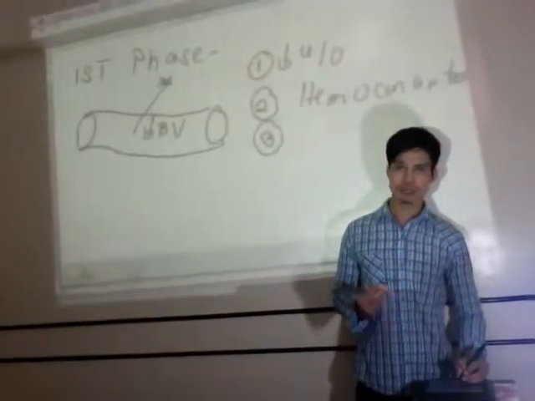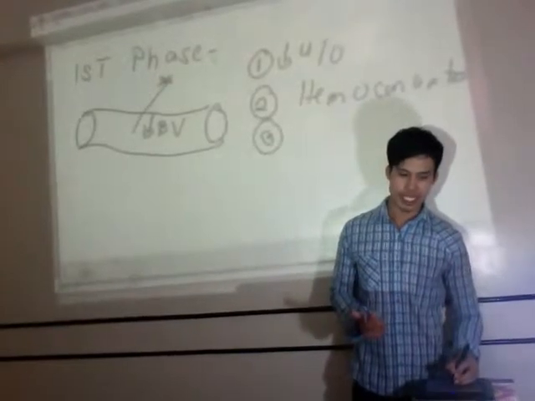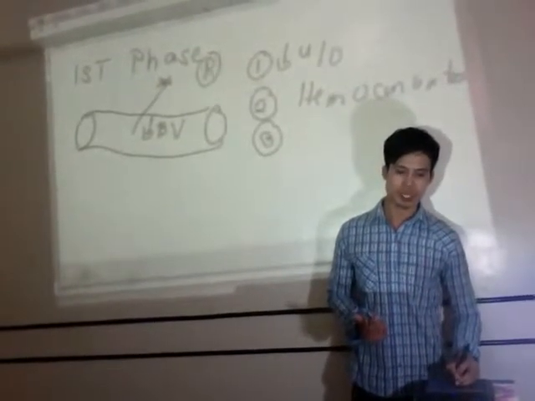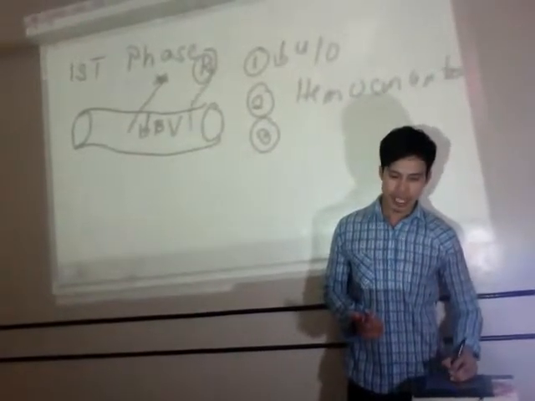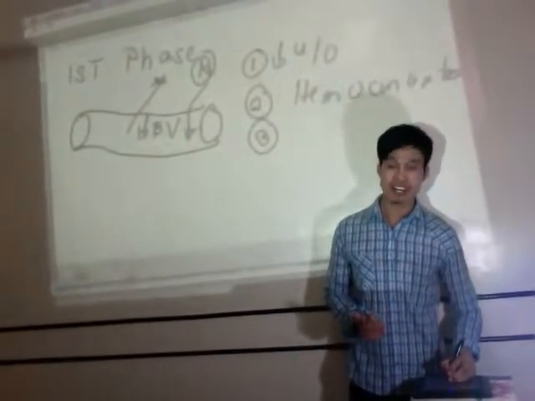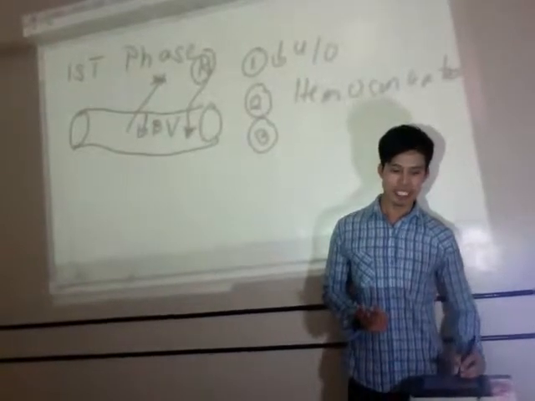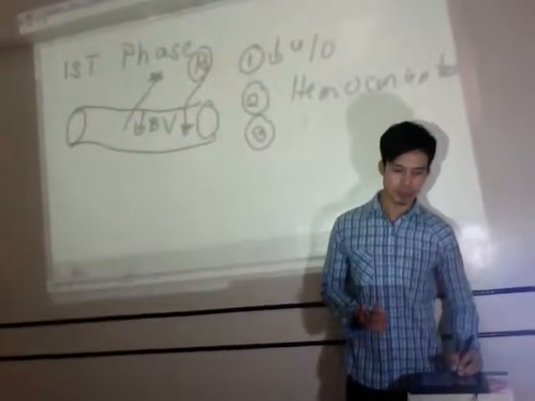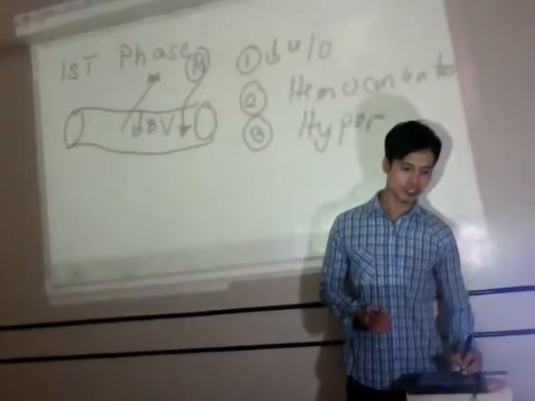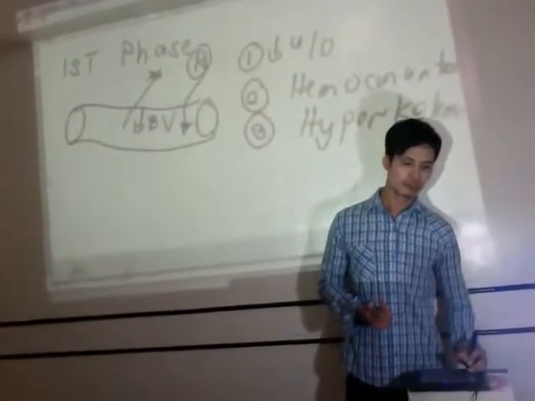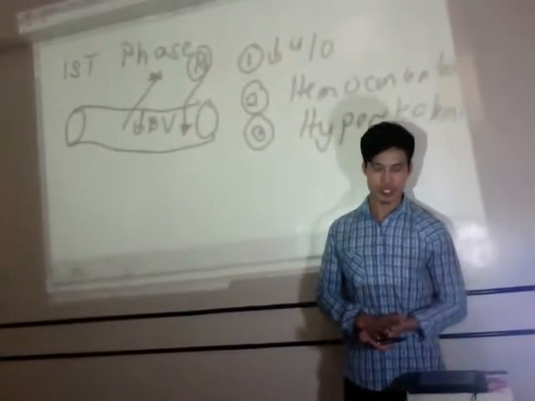And because of cell injury or cell damage, there is liberation of potassium from the cell, and the potassium will go to the vascular space, leading to an increase of your potassium level. You call that hyperkalemia. So this is the third manifestation during the first phase of your burn injury.